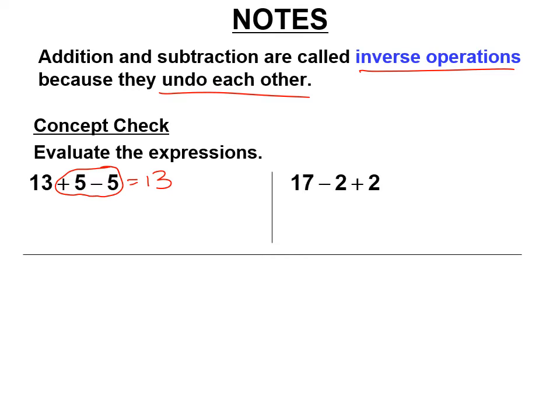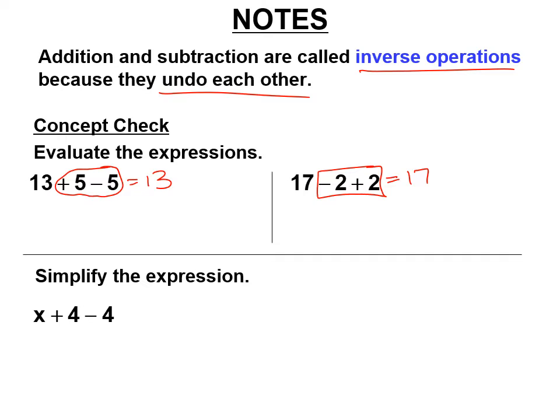So what's 17 minus 2 plus 2? Well, you could do the work, but hopefully you figured out it must be 17 because subtracting 2 and adding 2 are inverse operations. They undo each other. So that leads us to this one. X plus 4 minus 4 must equal, well, it must equal x. And in fact, we'll be crossing things like that out when we solve equations.